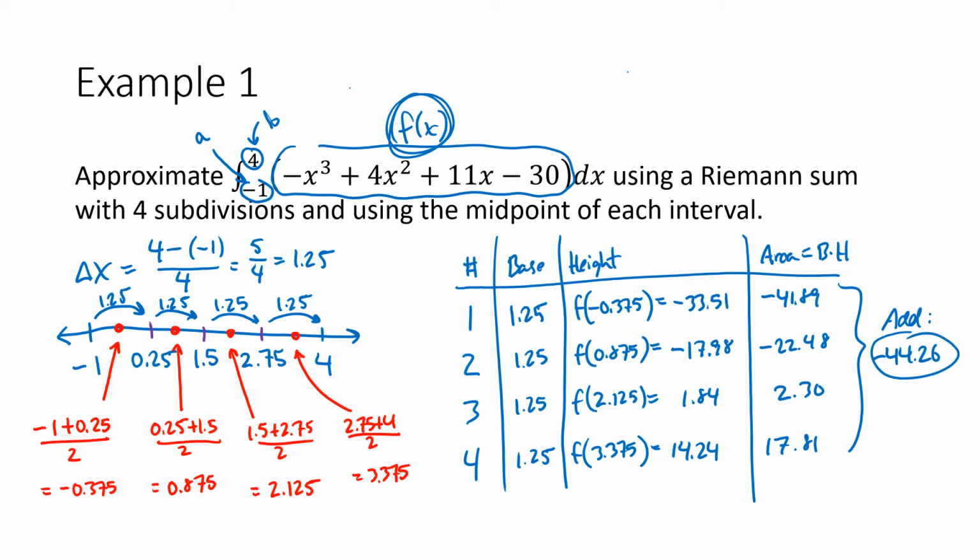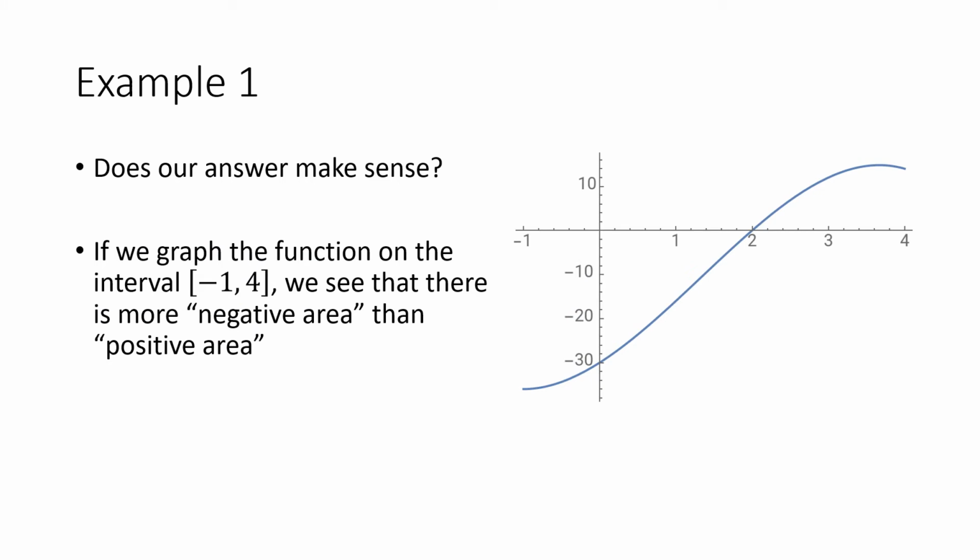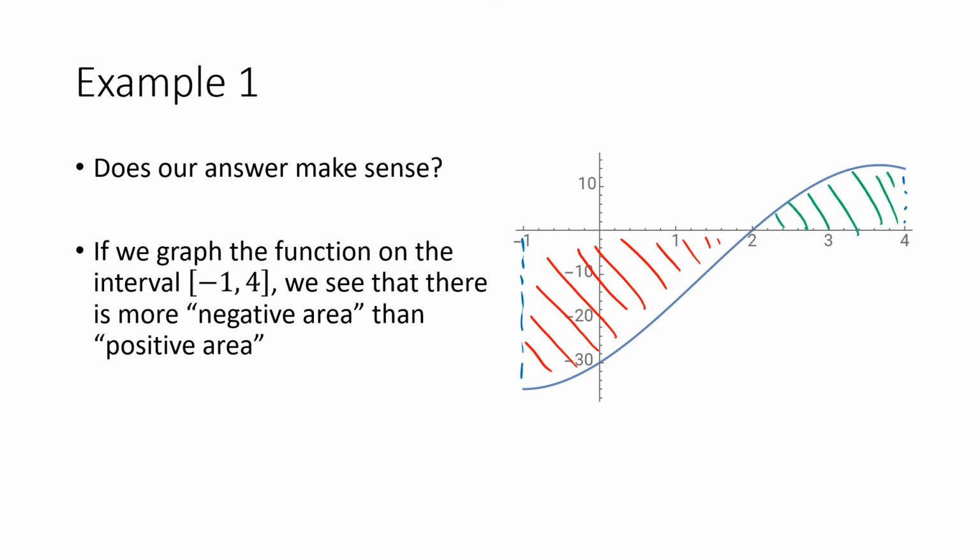So let's think about whether that negative answer actually makes sense for this function. If I graph this function on the interval from -1 to 4, what I see is that the area that I've been approximating here, remember that's the net area bounded by this function and the x-axis, I've got a big chunk of negative area here, and then I've got a chunk of positive area over here, but the negative area is bigger than the positive area, and so it makes sense here for me to get a net negative area, because the negative part of my area that I'm approximating is much bigger than the positive part. So in that sense, the approximation that I'm getting seems reasonable.